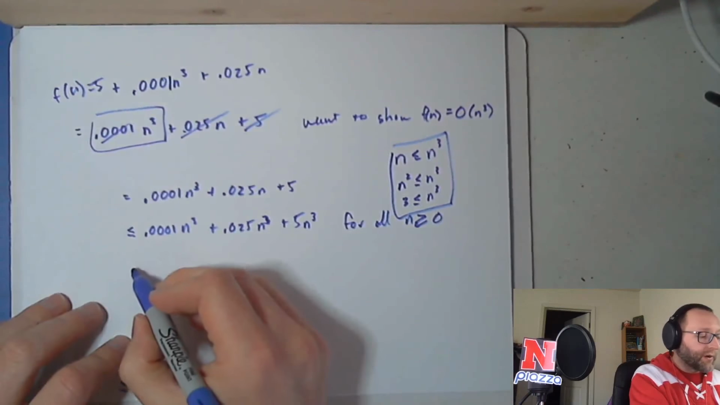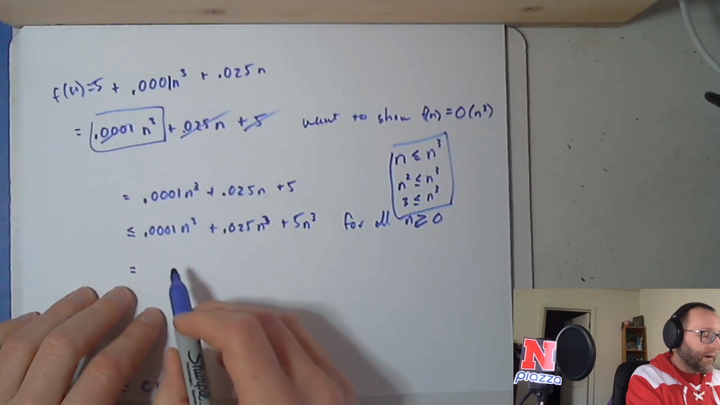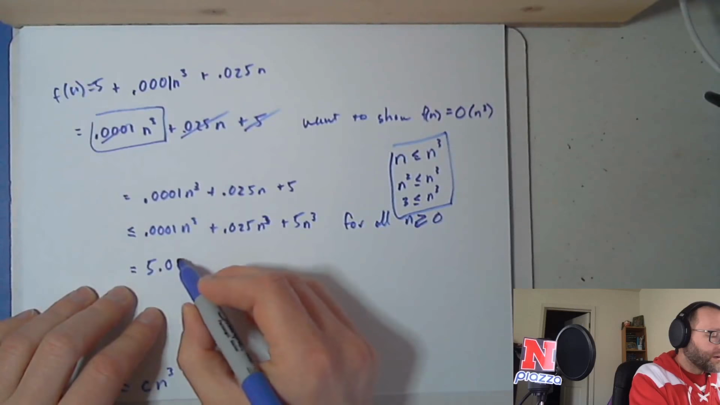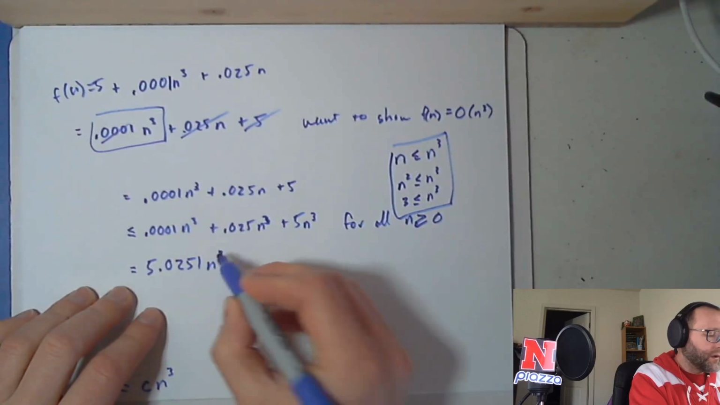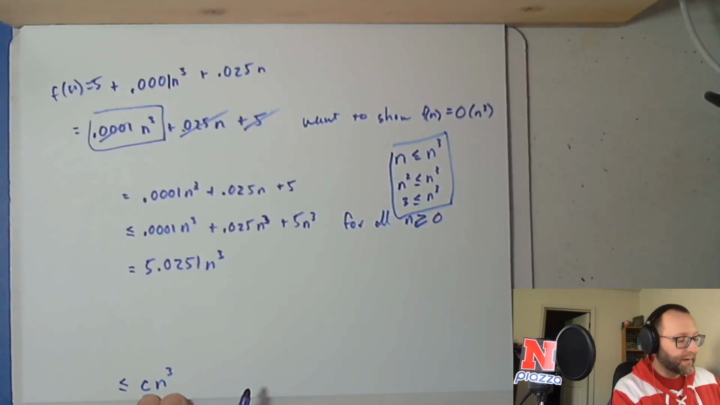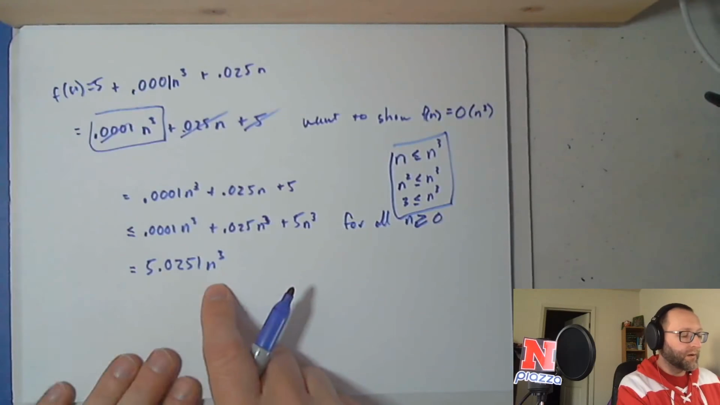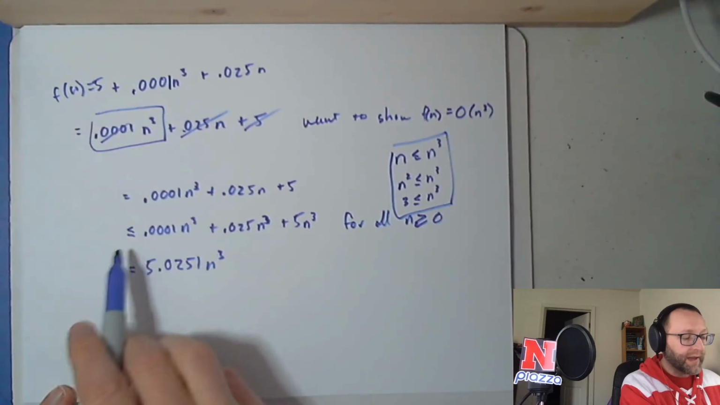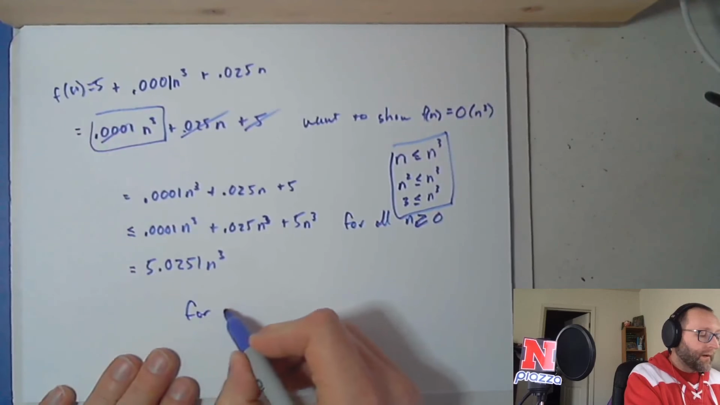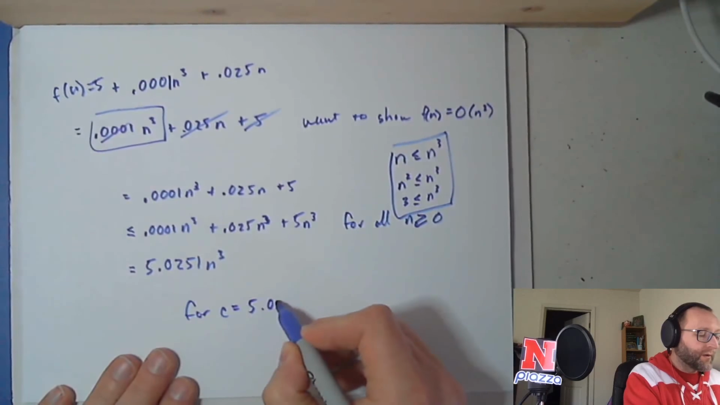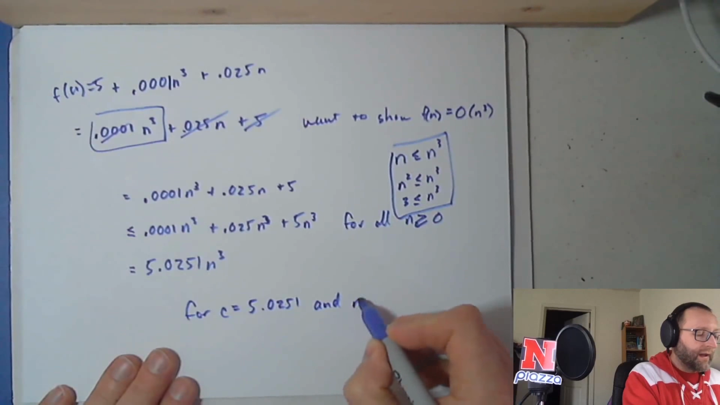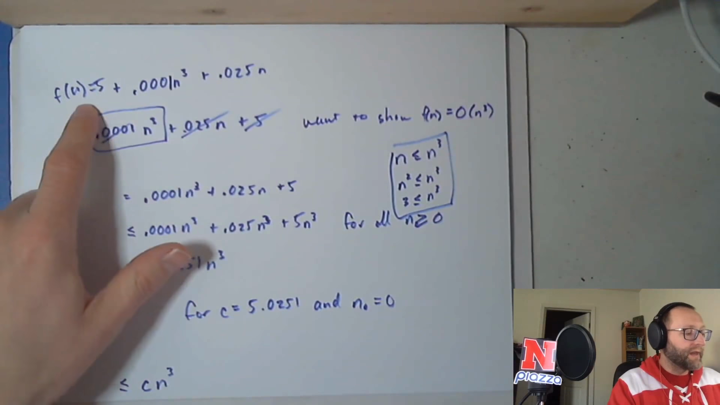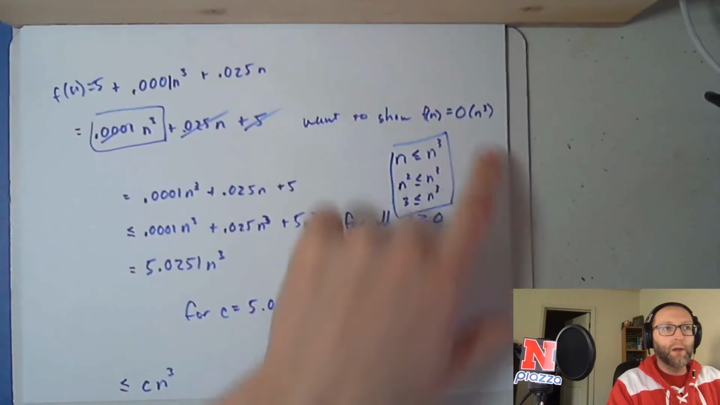So now we can collapse these all together. This is equal to 5.0251 n cubed, which is exactly what we're trying to get at. There's some constant here times n cubed. Right? And the inequalities follow all the way through, less than or equal to, in other words, transitively less than or equal to. So for c being 5.0251 and n not being 0, the inequality holds, and you can finish out the sentence there that this thing f of n is going to be big O of n cubed. Okay?